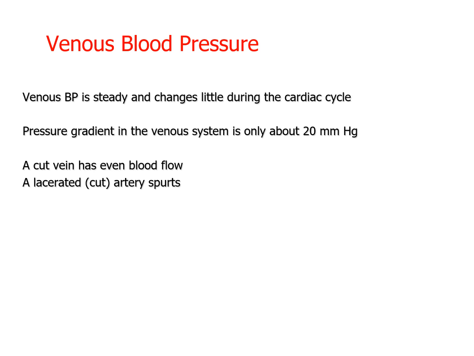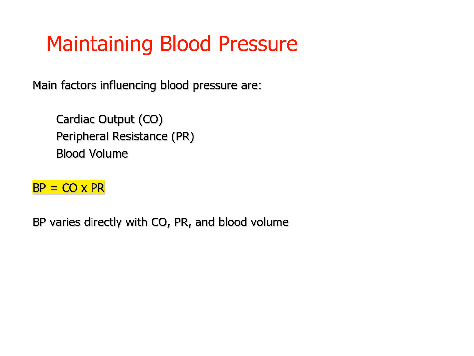The maximum would be about 20 millimeters of mercury. That's why a cut vein will flow. Blood will flow out of a cut vein, but if you ever see a cut artery, it's going to spurt, mainly because of that pulsation and oscillation between diastolic and systolic pressures.